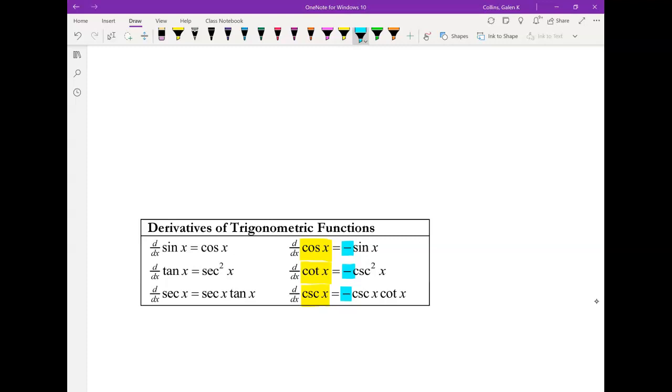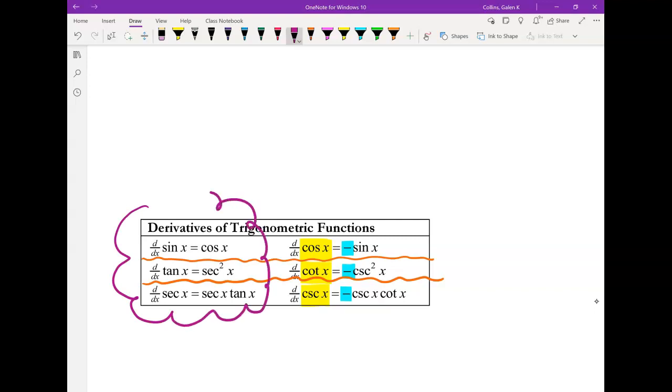The derivative of sine of x is cosine of x, whereas the derivative of cosine is negative sine. The derivative of the tangent of x is the secant squared of x, which we just proved. The cofunction, cotangent, it is negative cosecant squared. And then lastly, the derivative of the secant of x is secant tangent, whereas the derivative of the cosecant is negative cosecant, negative cotangent.